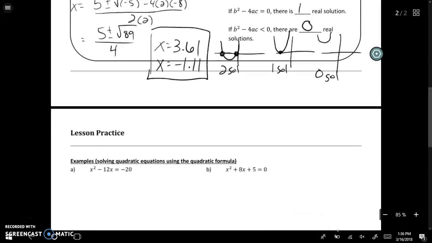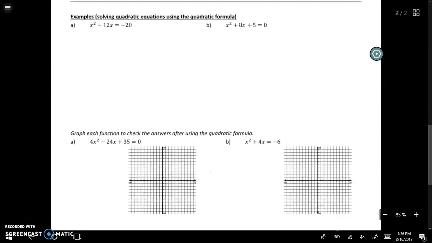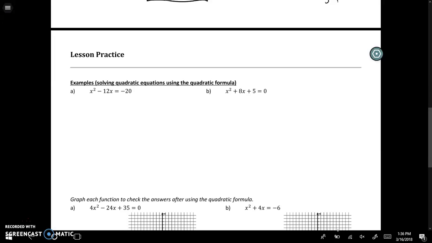What I would like you to try to do is go ahead and try, we're going to do the first one here. We'll do this one together. We've got x squared minus 12x plus 20 equals 0, which means a is 1, b is negative 12, c is 20.